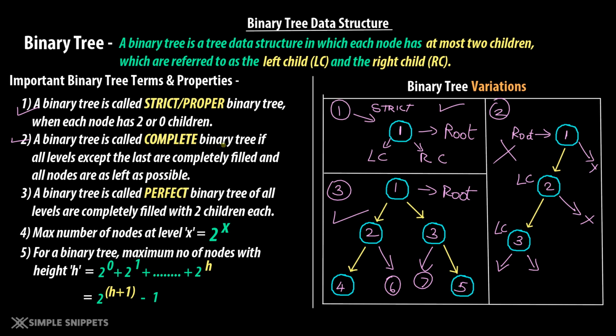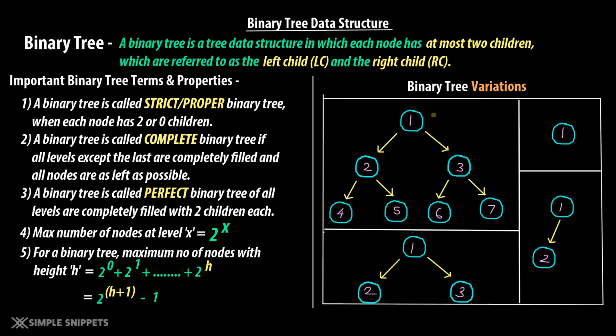So a complete binary tree states that it is a binary tree if all levels, and when I say level, you start from level 0 as the root. So let's take an example. Over here, this is the root. Okay, so the root usually is considered as level 0. Once we traverse from root to the immediate child, it is considered as level 1, and then we have level 2. Okay, so what this second point is saying is a binary tree is called a complete binary tree if all levels except the last are completely filled and all nodes are as left as possible.